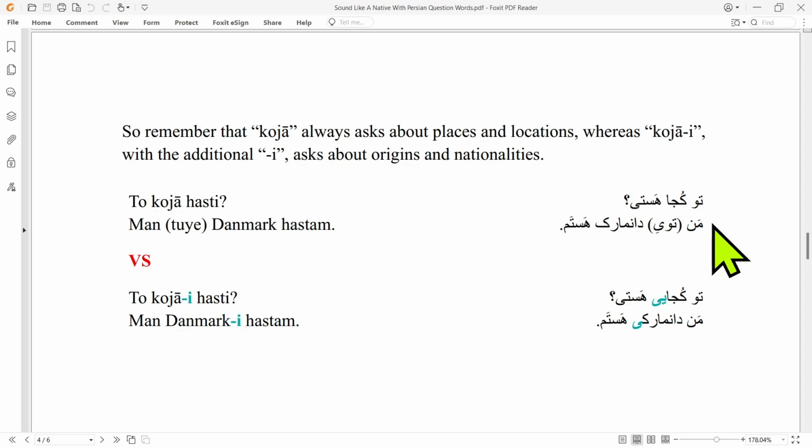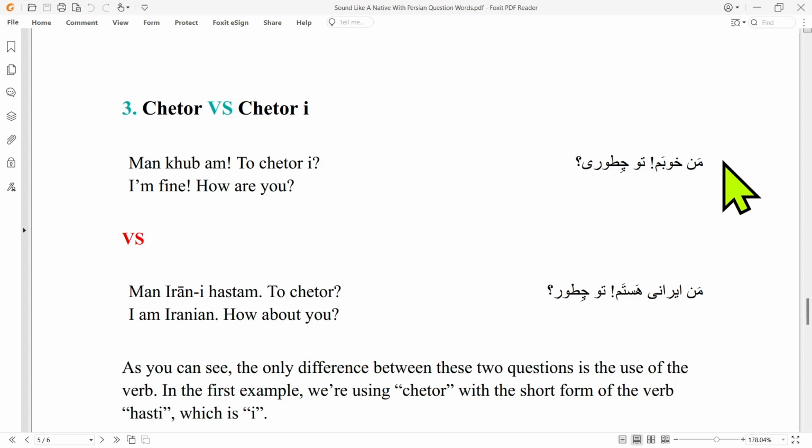So here in the answer, the person is saying, Man Danmark hastam. I am in Denmark. But when we ask To Kojā-i hasti, we are asking about nationality. So in the example, the person is saying, Man Danmarki hastam. I am Danish.